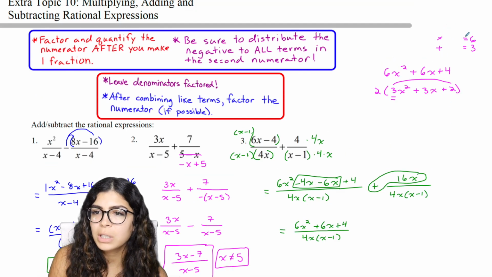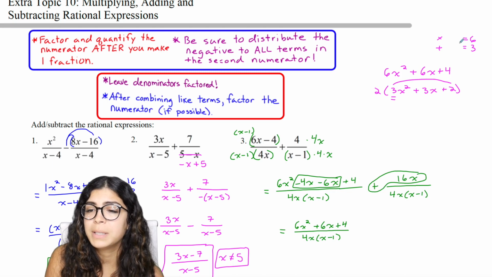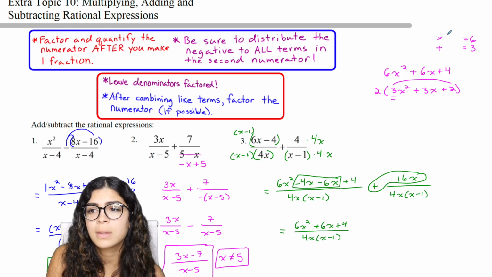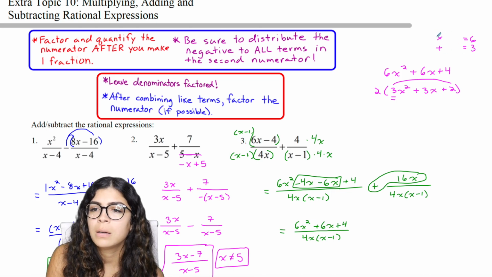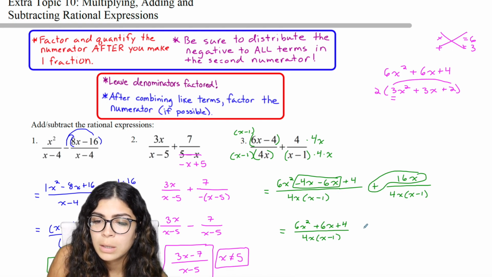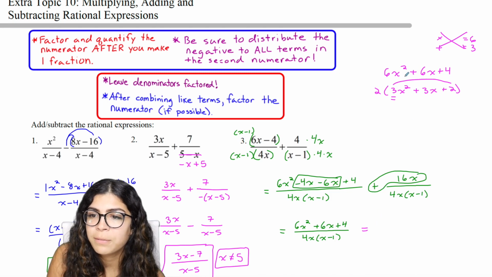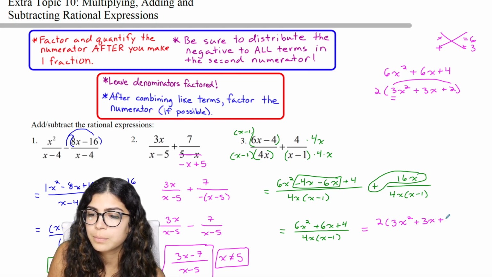Okay, now there actually isn't anything that will multiply to be 6 and add to be 3, right? The only things that multiply to 6 would be 1 times 6. That obviously doesn't add to 3, and even 2 times 3 would not add to 3. So there isn't anything. So the numerator will only factor as much as the GCF, factoring out 2, which gives me 2 times 3x squared plus 3x plus 2.